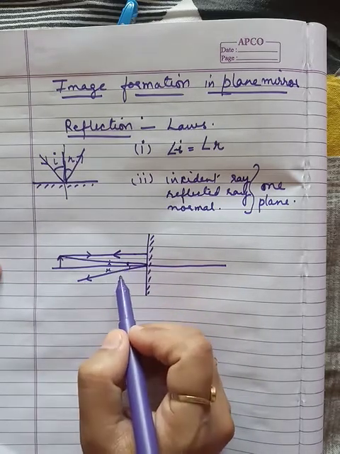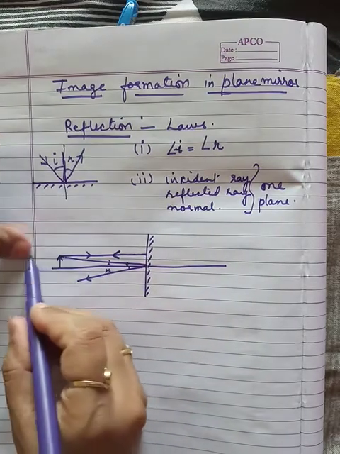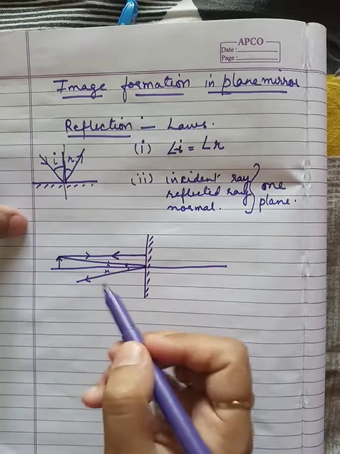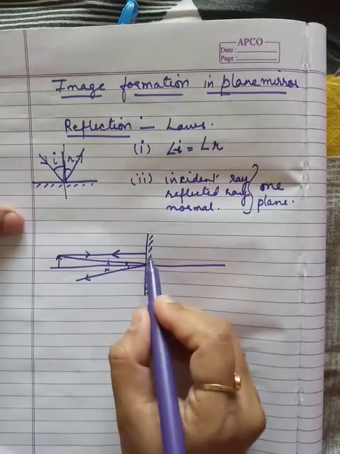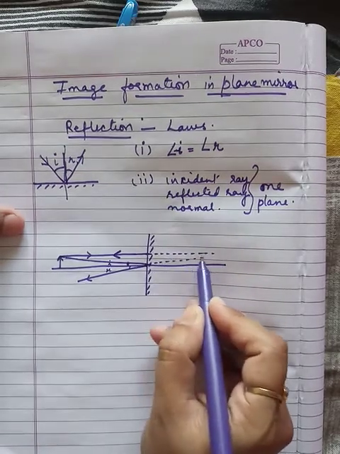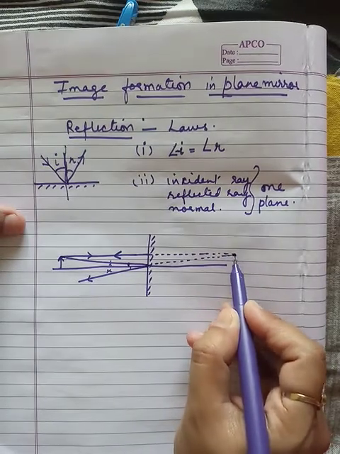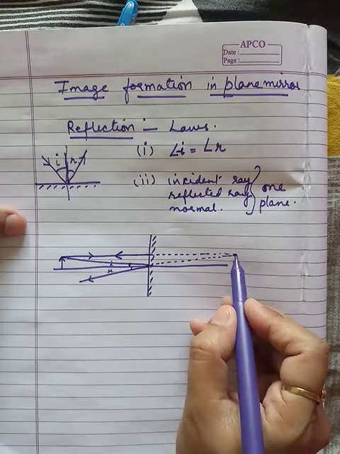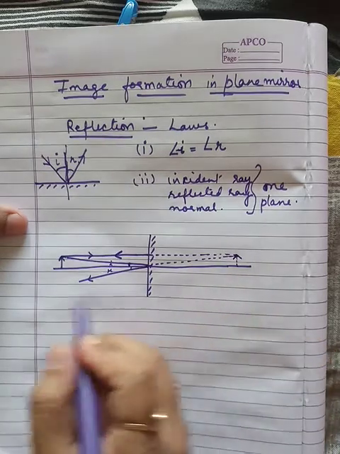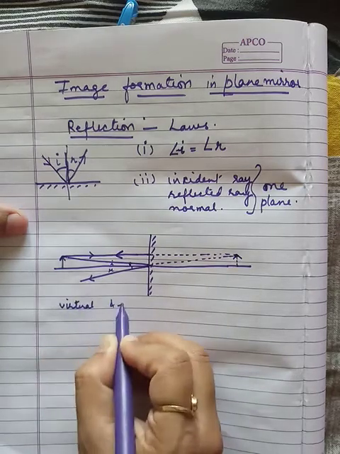These two reflected rays will not meet on this side because they are moving away. If I extend this and if I extend this, they will go away from each other, but they can meet virtually at the back side of the mirror if I extend backward. Okay, extend it backward like this. I am extending, so it will make an image which is a virtual image, and it is behind the mirror. Okay, so the image formed will be a virtual image, and it will be an erect image.